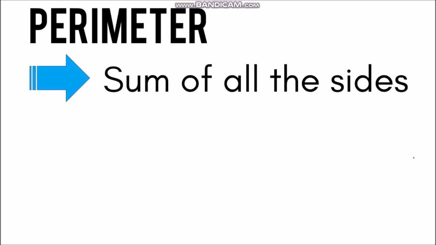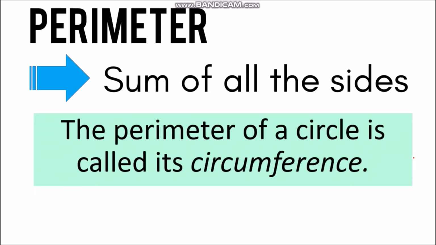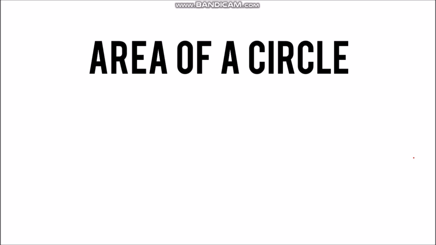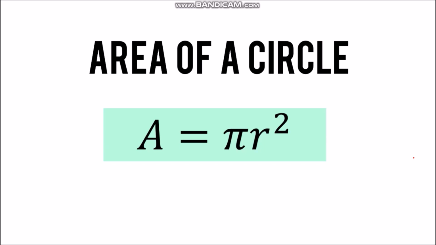But since a circle doesn't have any sides at all, the perimeter of a circle is referred to as the circumference. Now, there are two formulas that we can use to solve for the circumference. First is using the diameter, which is C equals pi d. And the other one is using the radius, which is C equals 2 pi r. We also have to recall the area of a circle, and it is denoted as A equals pi r squared.